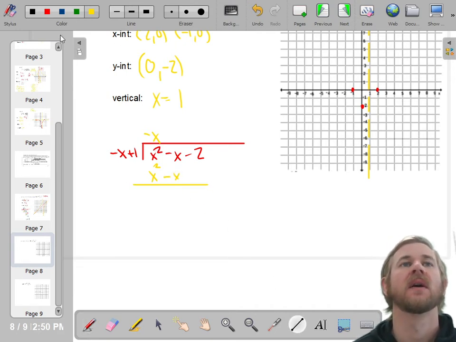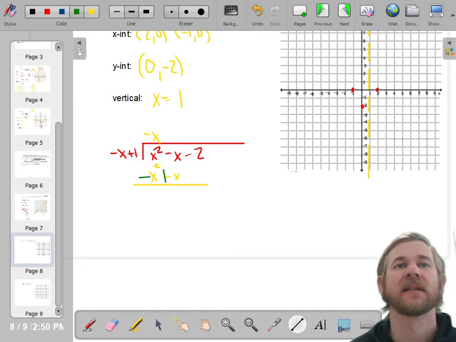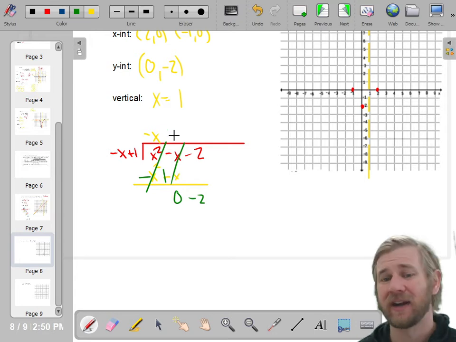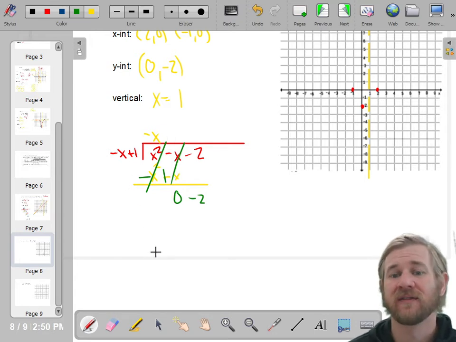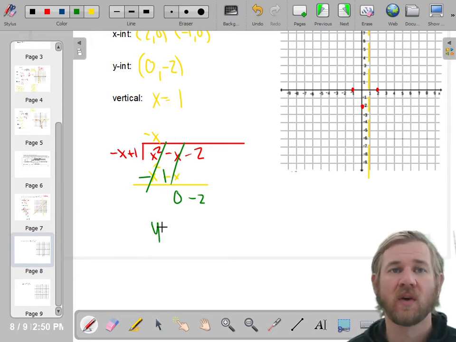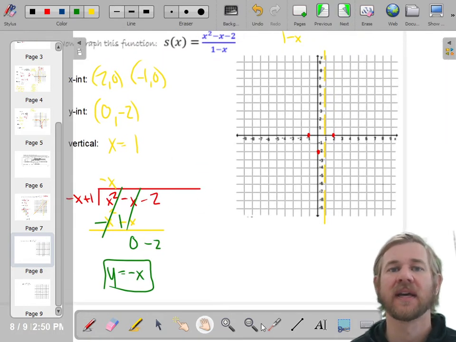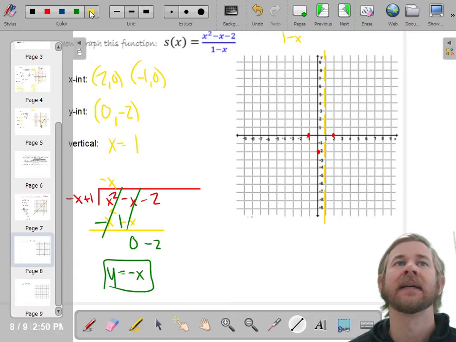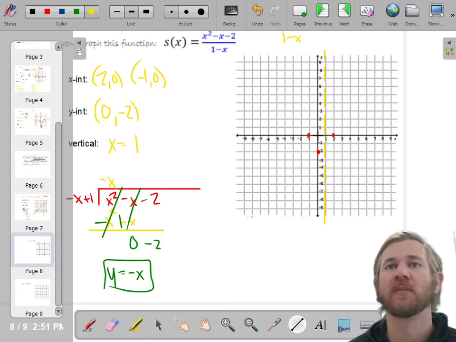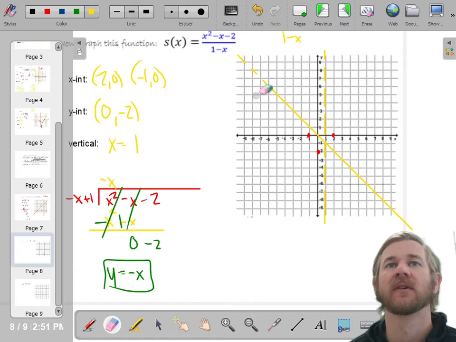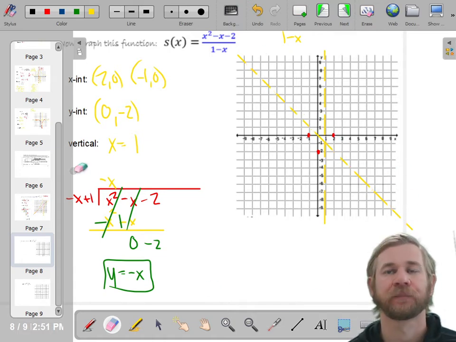Now I will flip these to be their opposites, and look at that. These x's also cancel out, so you get 0, and then the remainder is negative 2, but again, I don't care about the remainder. The remainder doesn't affect the quotient, which is what we're looking for here. This is our slant asymptote, so y equals negative x. That is a line that passes through the origin with a slope of negative 1. Looks like, oh, I nailed it, perfect. Looks like that. Slope is negative 1, the y-intercept is the origin, 0, 0.